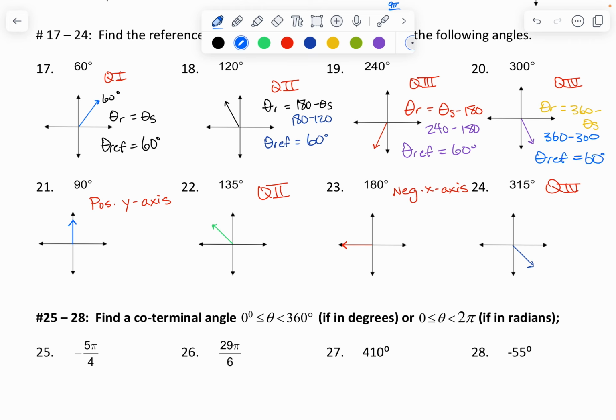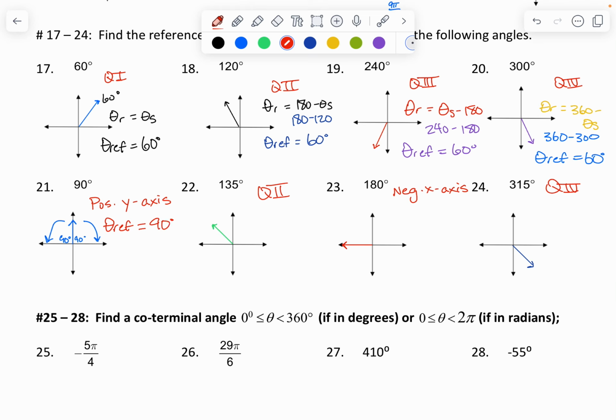So is the reference angle always 60? No. For these 4 examples it is, though. For 21, when you lie on the positive y-axis, you'd say, what's the fastest way back to the x? To go that way or that way? Well, guess what? They're both 90 degrees. No matter which way you go, you have to go 90 degrees back. So you have a reference angle of 90 degrees.